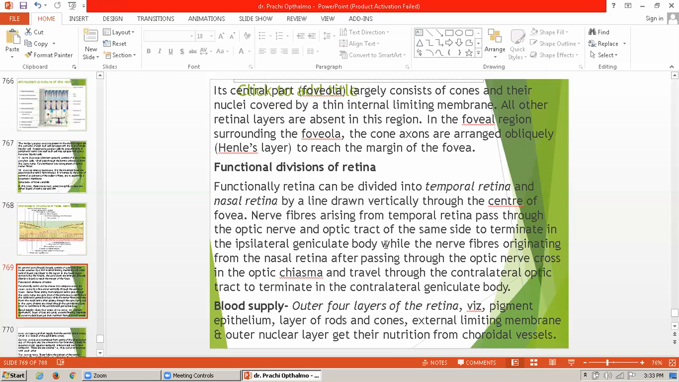ipsilateral geniculate body, while the nerve fibers originating from the nasal retina, after passing through the optic nerve, cross the optic chiasma and travel through the contralateral optic tract, and terminate in the contralateral geniculate body.